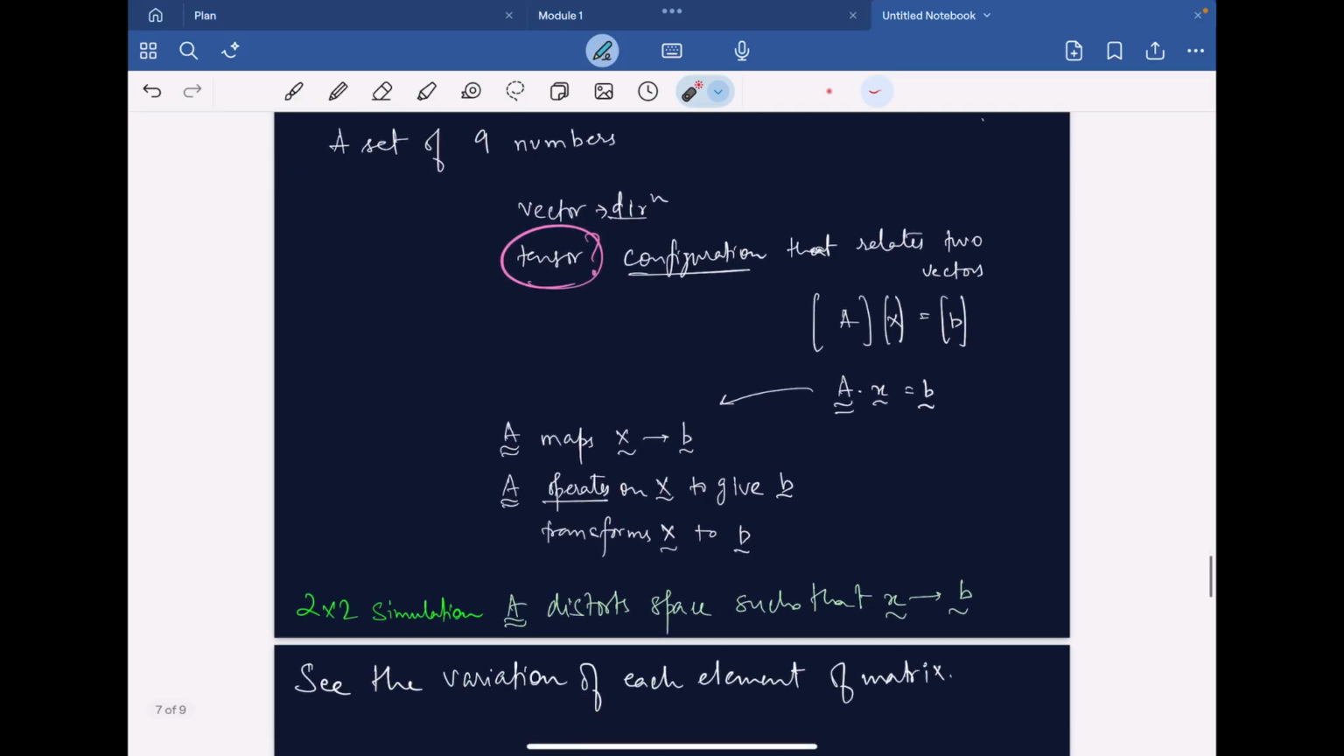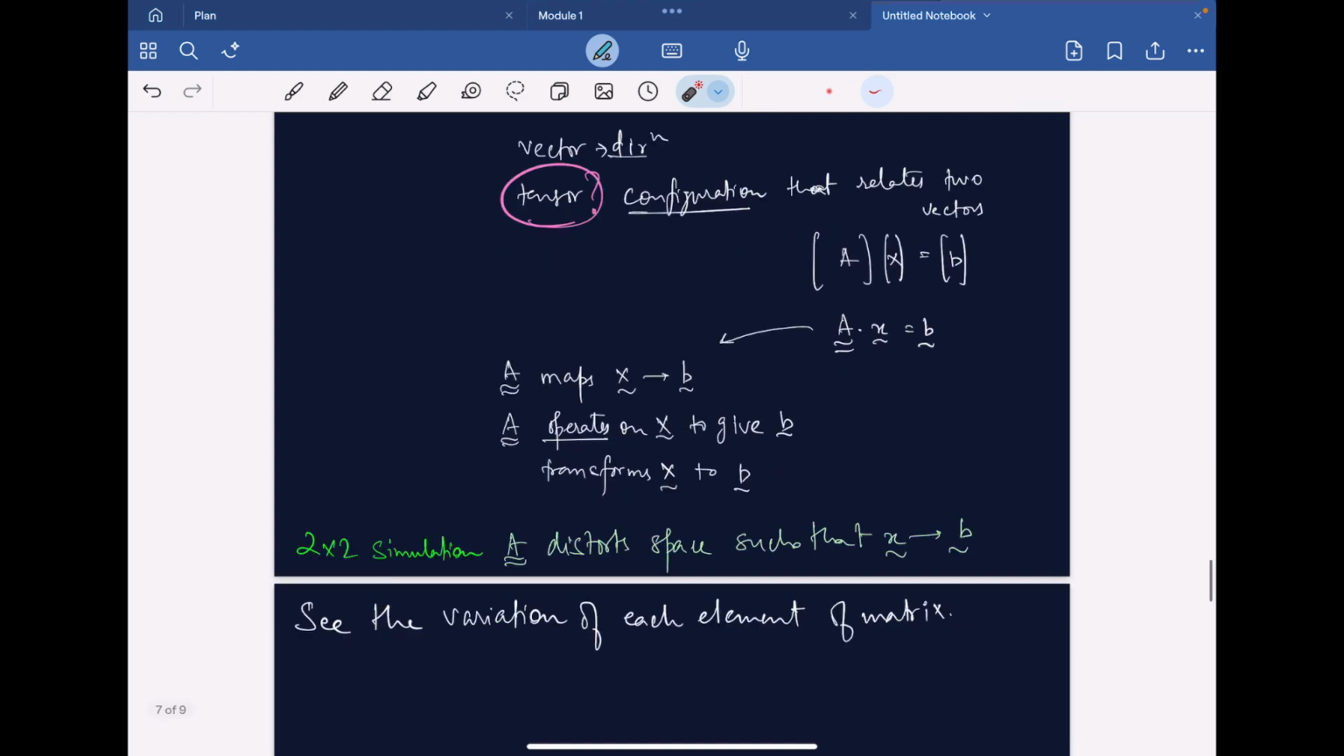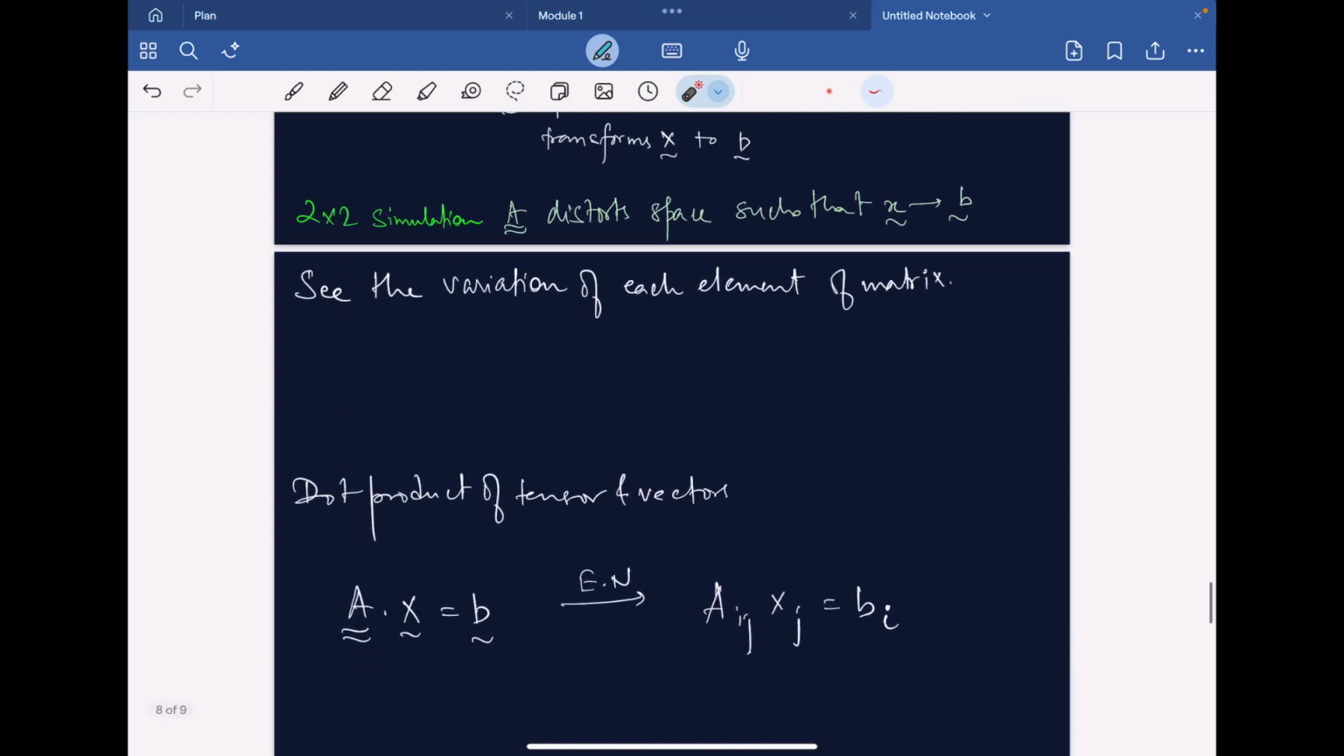Essentially, A distorts the space such that X transforms to B. And I urge you to see the variation of each element, all the 4 elements in this 2x2 simulation. Just change them and see what happens. Make them negative, make them positive, make them fractional, 0.5 and 2, see what happens.